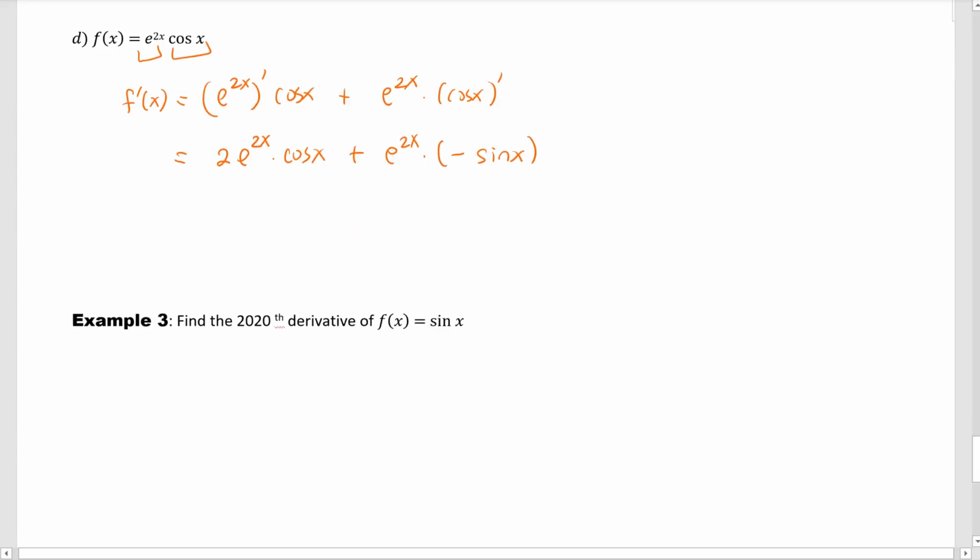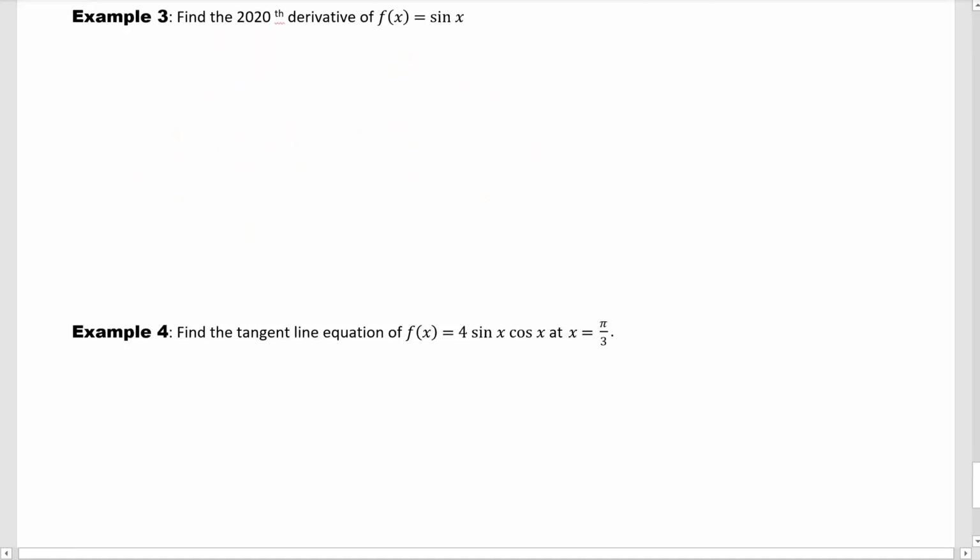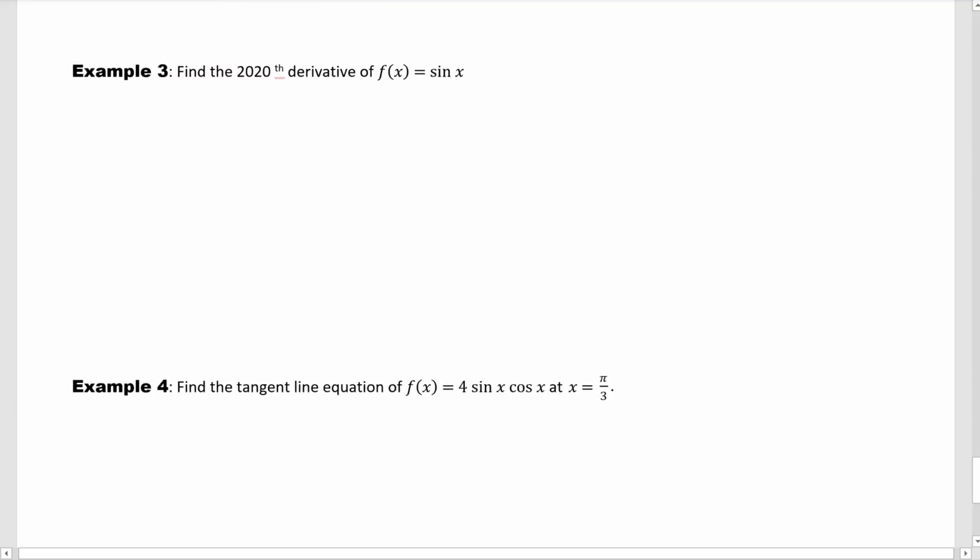Yes. So write out the steps so you can get partial credit even though you might make a mistake somewhere. Okay. Next, we want to find the 2020th derivative of sine x. Okay, wow, that's a lot. We actually need to take 2020 derivatives of that. Let's see.